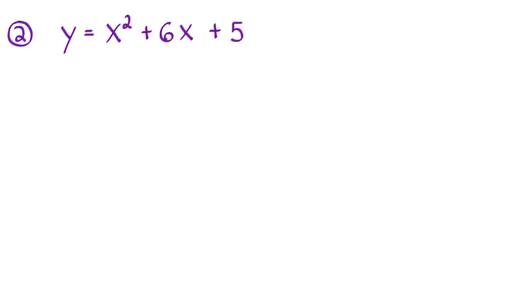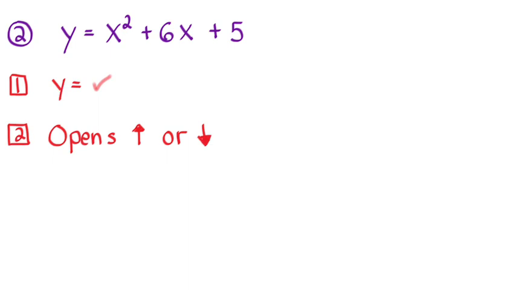And we'll start by checking off our things. Number 1, is it in y equals ax squared plus bx plus c form? And yes, it is. So we know we've done the first step right. If not, we'd have to manipulate it so it does. Does it open up or down? It opens up because it's positive.